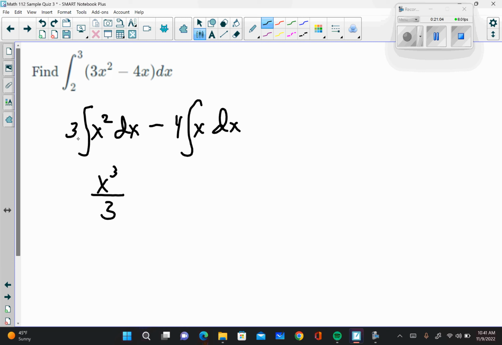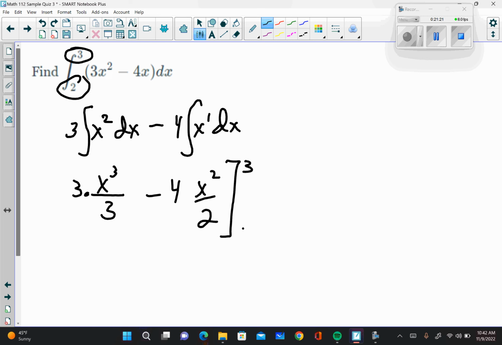3, x to the third over 3. That 3 in front gets brought down. The integral of x to the first is x to the second over 2. The minus 4 just gets brought down. In problems with numbers attached to the integral symbol, we don't write plus c. Instead, we put a bracket with those numbers attached. 3 over 3 is 1, so that's 1x to the third, minus 4 over 2 is 2, with x squared next to it. Bracket 3, 2.